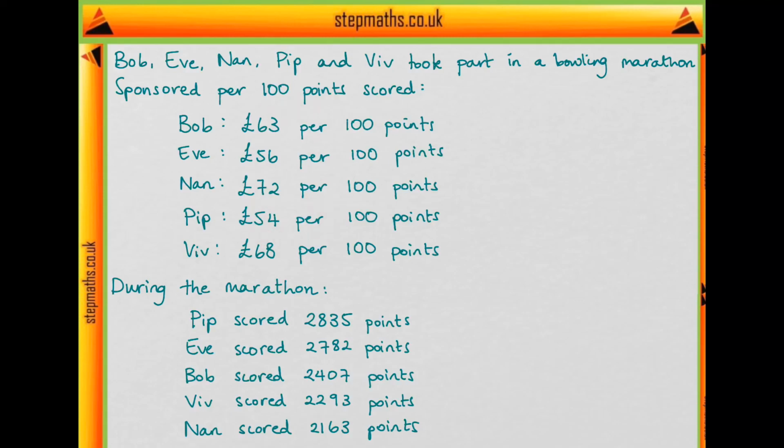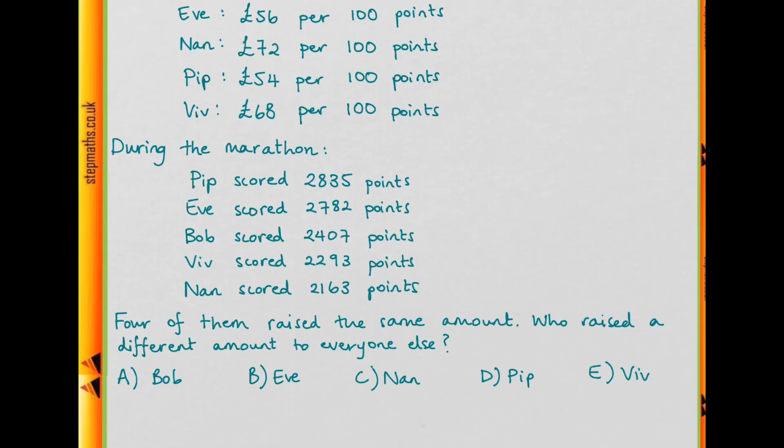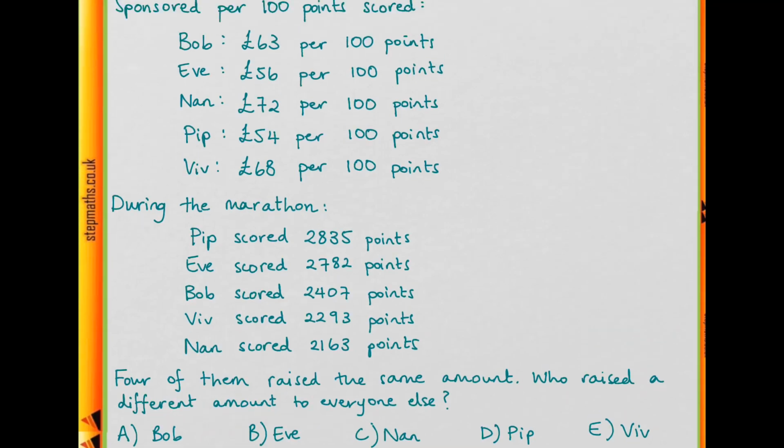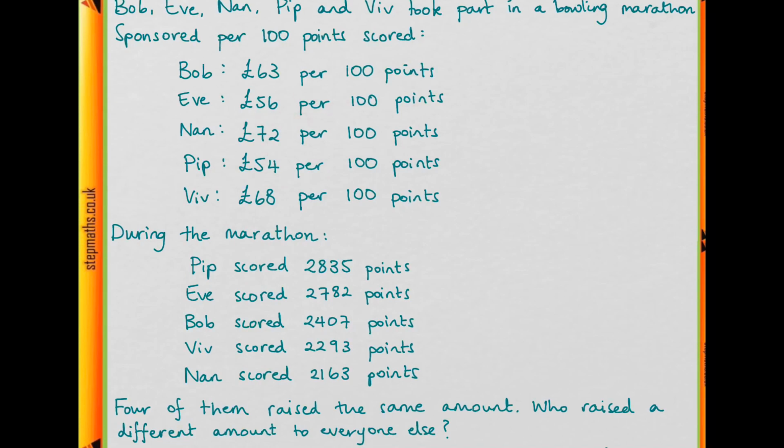We're told how much each of them was sponsored for and also how many points they scored, and we're told that 4 of them raised exactly the same amount of money, and we want to know who raised a different amount to everyone else. Okay, so we can use this information to work out how much each of them raised.